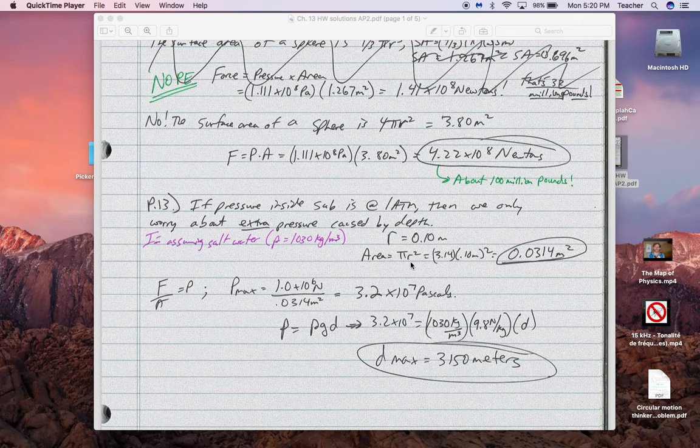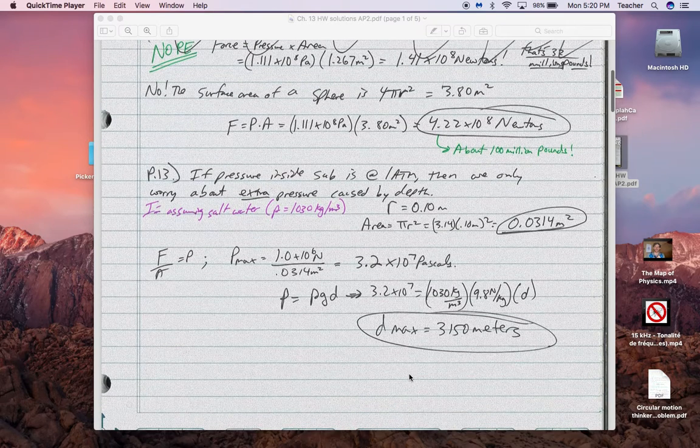Well, we'll find the area of the window by pi r squared, and then take that force divided by area. That gives us our pressure, which is 3.2 times 10 to the 7th, or 32 million pascals, and that equals rho g d. So that equals the maximum depth we could be, which is about 3,150 meters.